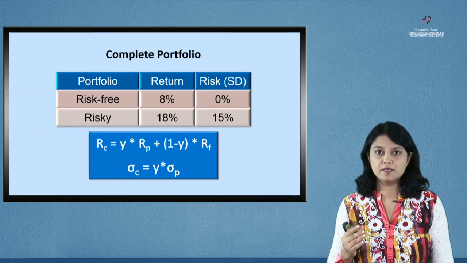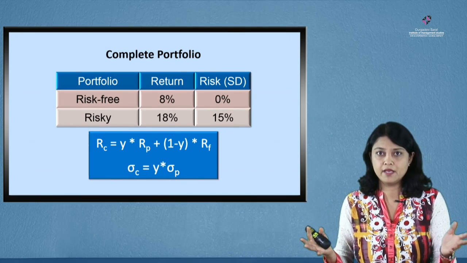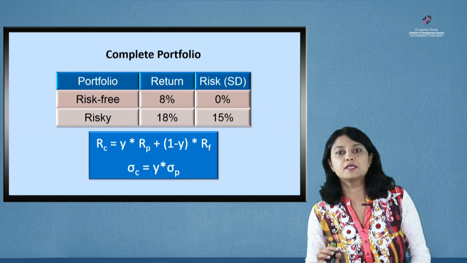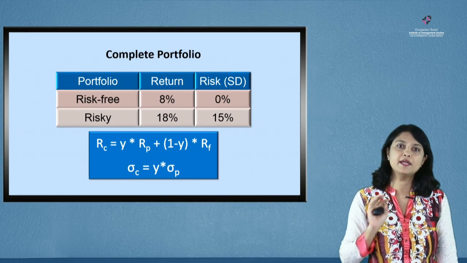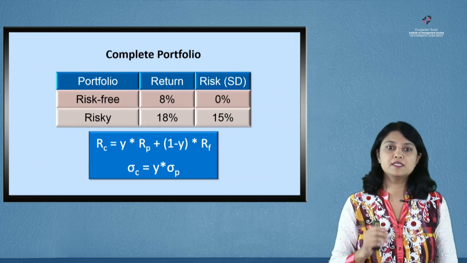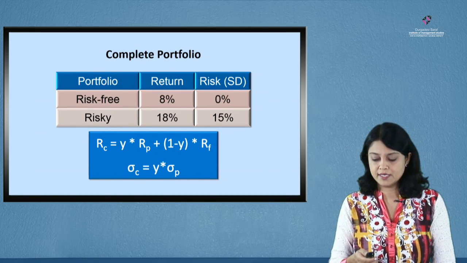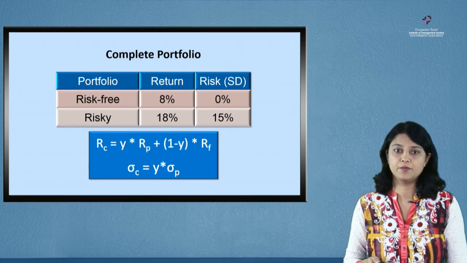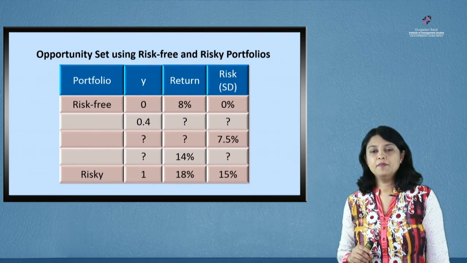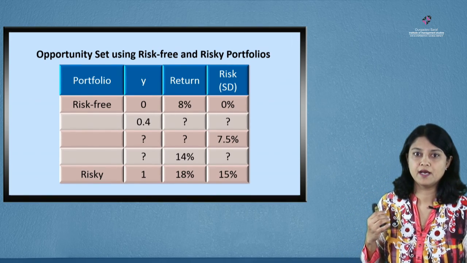Y multiplied by sigma P, because the risk free portfolio doesn't have any risk. So we are not taking it into account, and only the risky portfolio's risk multiplied by its proportion, so that much risk. And as you can see here, when Y is in decimals, we are reducing risk by creating a complete portfolio. Now let me take you forward to the practical implications of this formula.